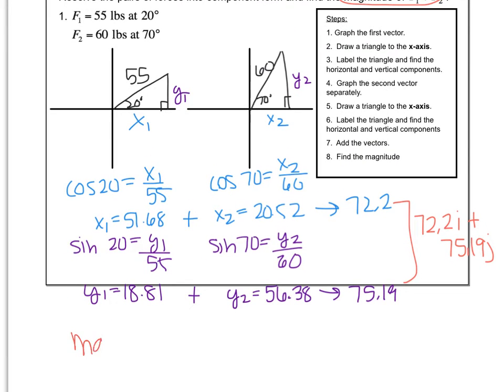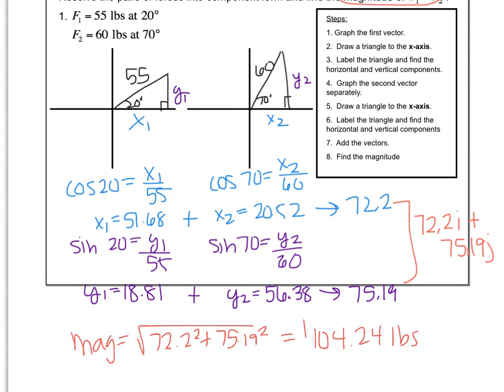So to find the magnitude, we're just using the formula. It would be the square root of 72.2 squared plus 75.19 squared. And you can just put that in your calculator. And then take the square root, and you get 104.24 pounds. We'll label it because the magnitude comes out as the same measurement as what the original force is. Okay? So let's try another one.